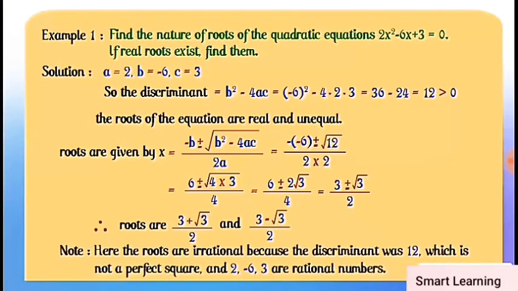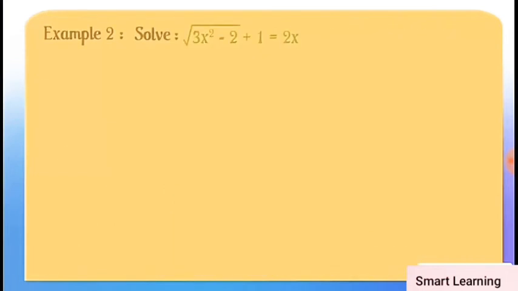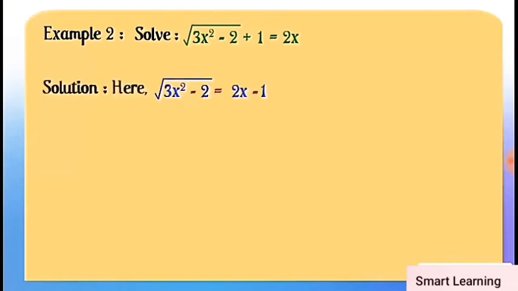Important point to note here is, here the roots are irrational because the discriminant was 12, which is not a perfect square, and 2, minus 6, 3 are rational numbers. Let's take the next example. Solve under root 3x squared minus 2 plus 1 is equal to 2x. Let's solve this. Taking 1 on the other side, we'll have under root 3x squared minus 2 is equal to 2x minus 1.